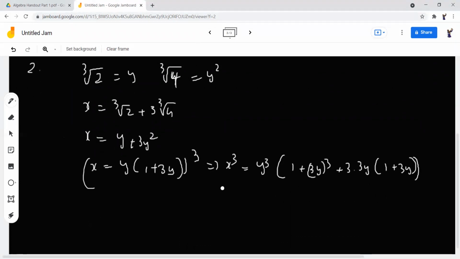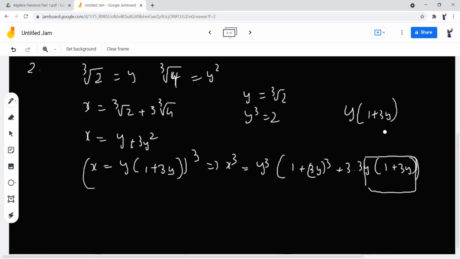Okay, x cube. See, we know y cube. When y equals cube root of 2, y cube will become 2. So observe that this will become 2. Now take this part: y into 1 plus 3y. What is y into 1 plus 3y? Y into 1 plus 3y is nothing but y plus 3y square. What is y plus 3y square?